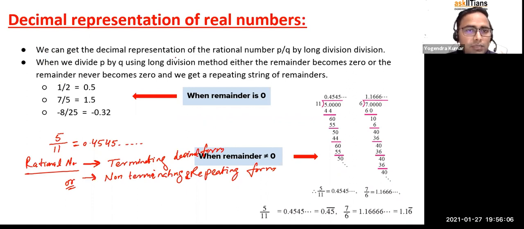We can get the decimal representation of a rational number by the long division method. When we divide p by q using the long division method, either the remainder becomes 0 or the remainder never becomes 0. We get repeating remainders. Okay, let's move on to the next slide.